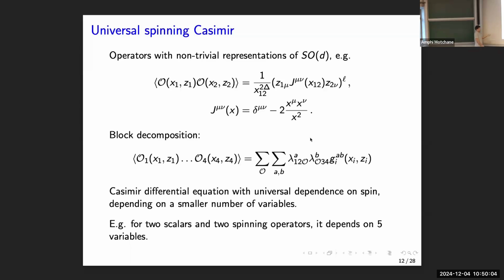Just to give you an example, if you have two scalars and two spinning operators: before, for scalars, you had two variables. Now, for this more complicated case, you can again reduce it. You will end up with 5 variables, but still, it's a bit better than before.